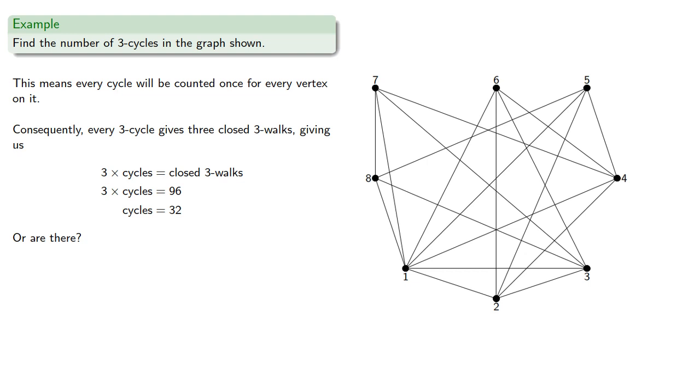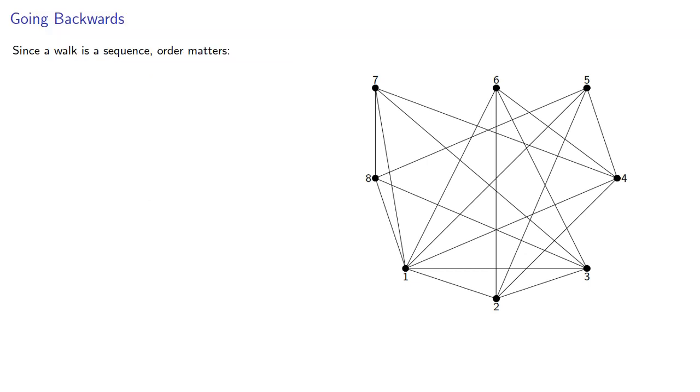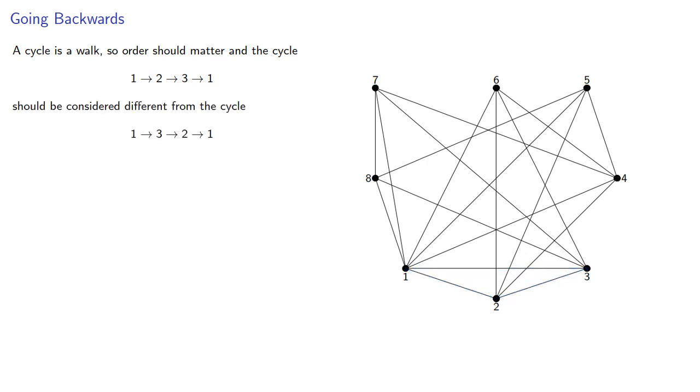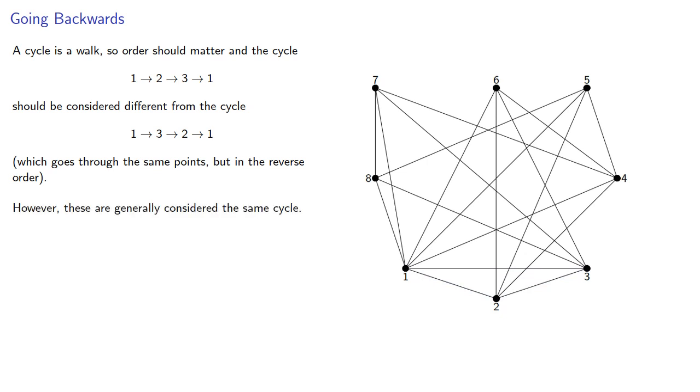Since a walk is a sequence, order matters. The walk 1 to 2 to 3 is different from the walk 3 to 2 to 1. A cycle is a walk, so order should matter, and the cycle 1 to 2 to 3 back to 1 should be considered different from the cycle 1 to 3 to 2 to 1, which goes through the same points but in the reverse order. However, these are generally considered the same cycle.